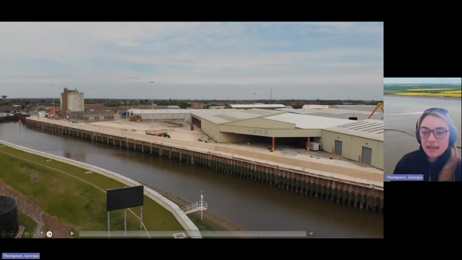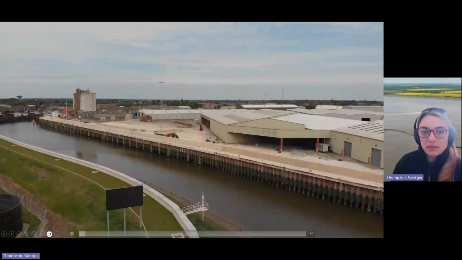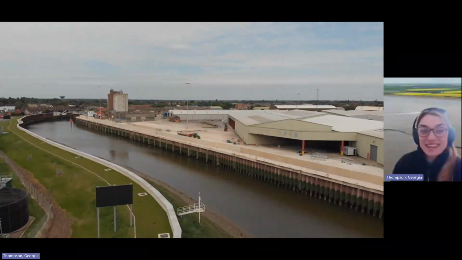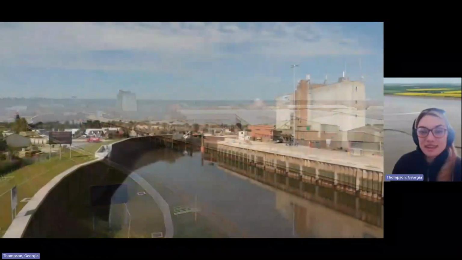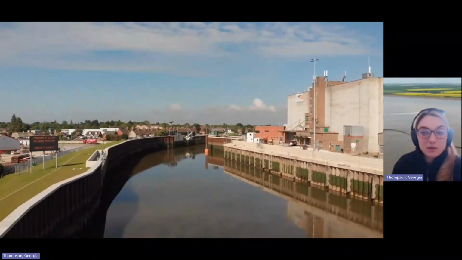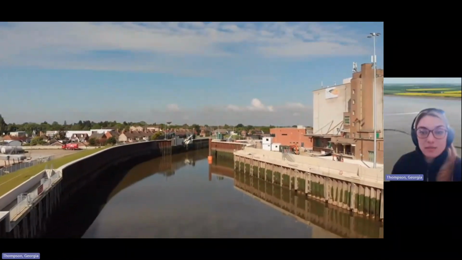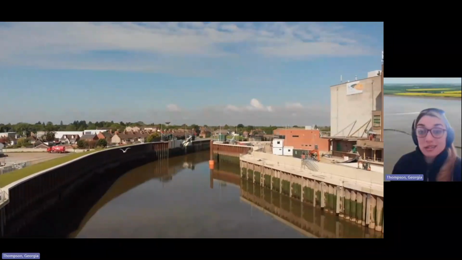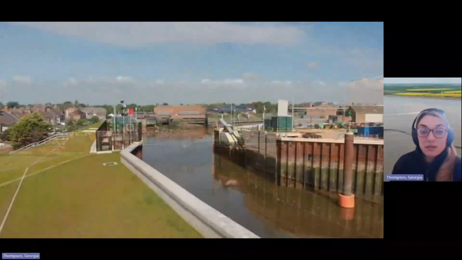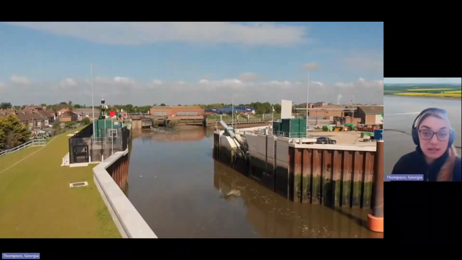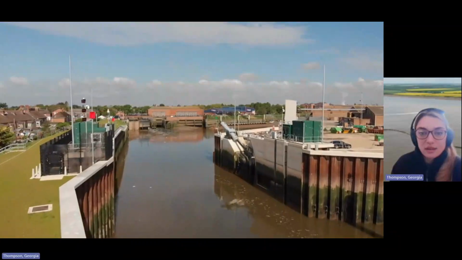So this is a video of what the project looks like now. In December 2020, the primary barrier gate was officially opened and became fully operational. The barrier will only be operated when a tidal surge is forecast and will be triggered through our forecasting. So this will basically be to better protect Boston and the surrounding area.